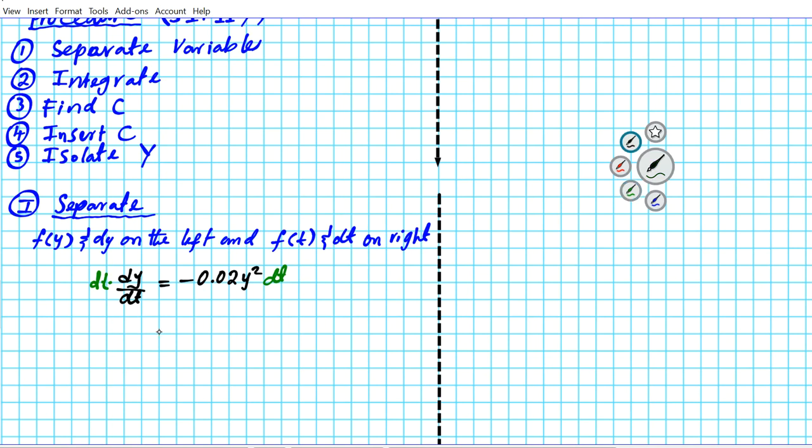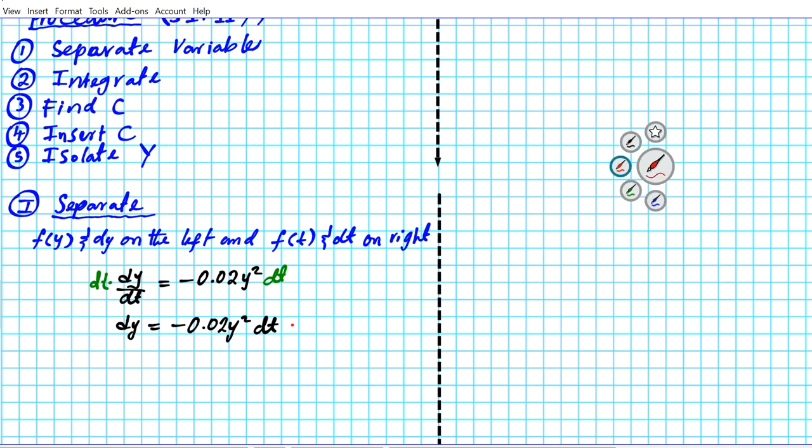Okay, so that will achieve this to divide out. We have dy equals negative 0.02 y squared dt. And then we need this y squared. We can also get that negative away to the left side. So let's get y squared and negative to the left side. It doesn't really matter where it's at, but let's just move it.